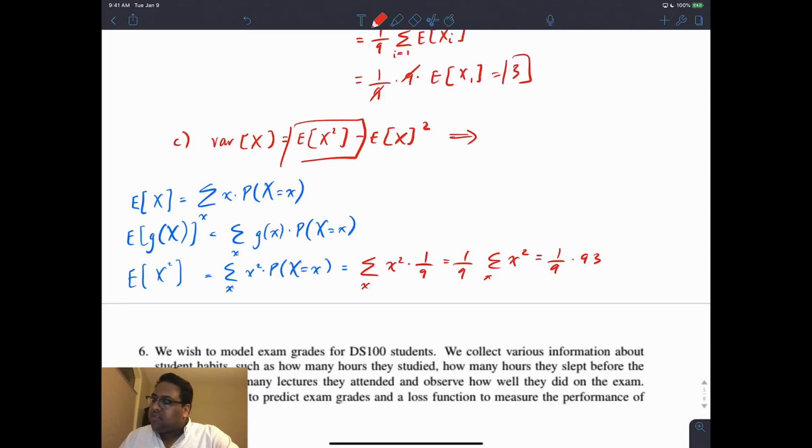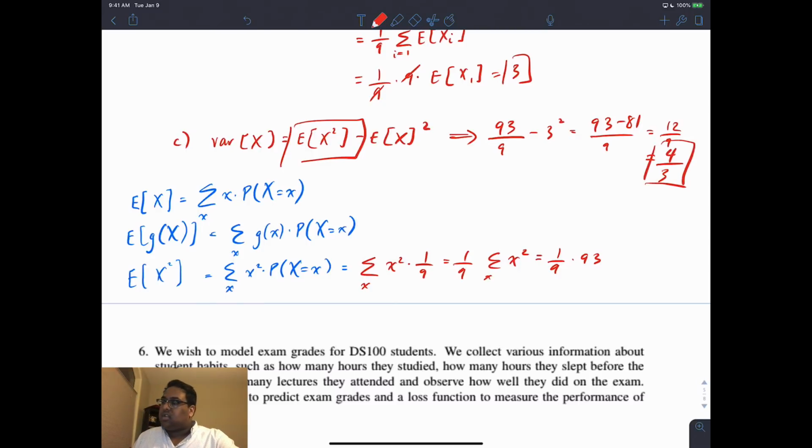Okay, so I have the variance of x is 93 over 9 minus 3 squared. Oops, just to make it a little neater, minus 3 squared. And that should be 93 minus 81 over 9, 12 over 9, which is 4/3. Okay, so the variance of the tickets in the box is 4/3.